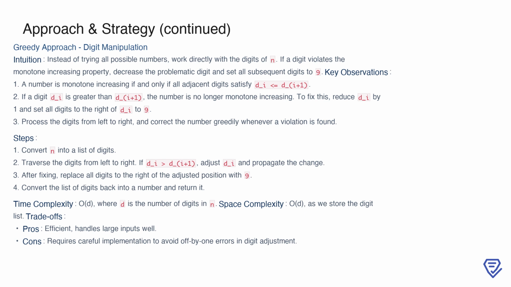To address this, we reduce the problematic digit d_i by 1 and set all digits to its right to 9. This ensures that the number remains as large as possible while satisfying the monotone condition. The process involves converting n into a list of digits, traversing the list from left to right, and greedily correcting any violations. After making adjustments, we replace all digits to the right of the adjusted position with 9. Finally, we convert the list of digits back into a number and return the result.